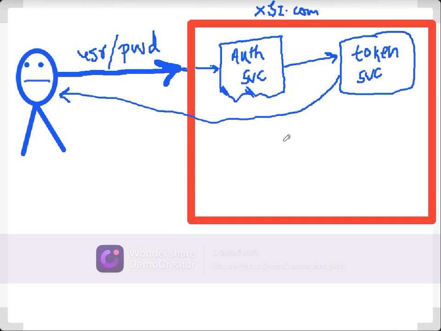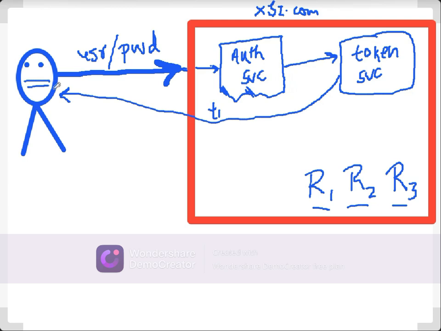There would be n number of resources, right? The person might not be authorized for all the resources, only certain ones. Let's say there are three resources, R1, R2, R3. Some users have access to all of them, some users have selected access. So how do we decide who gets what access? In that case, once authentication is done, there is a token service which provides a token, T1, to this person. So this T1 token goes to the user.